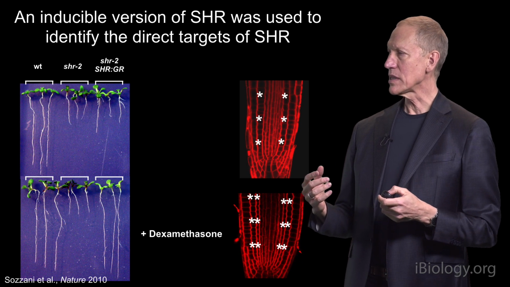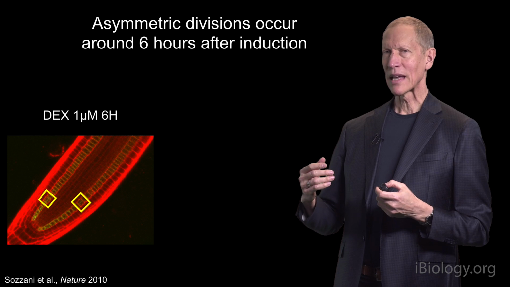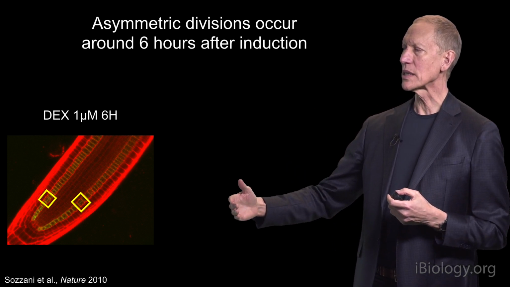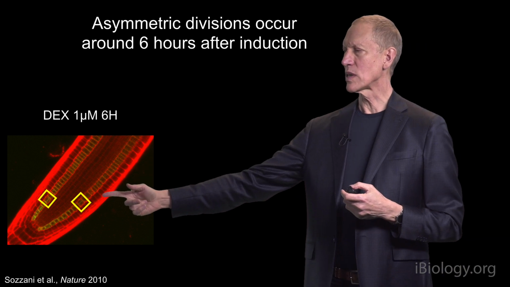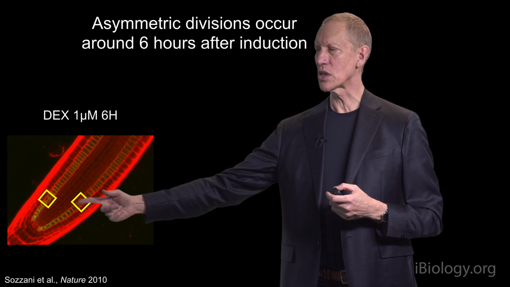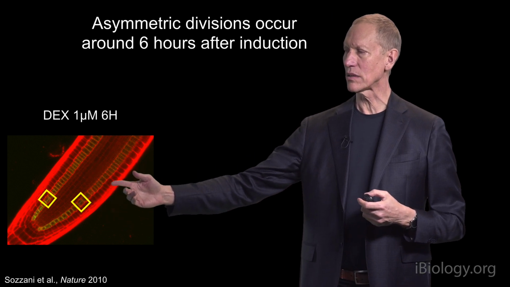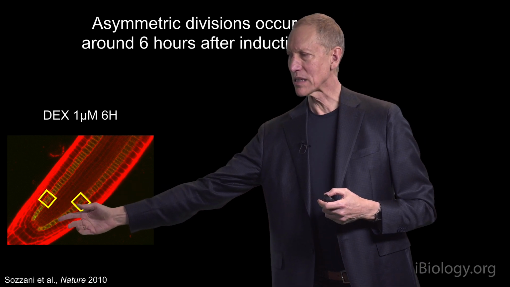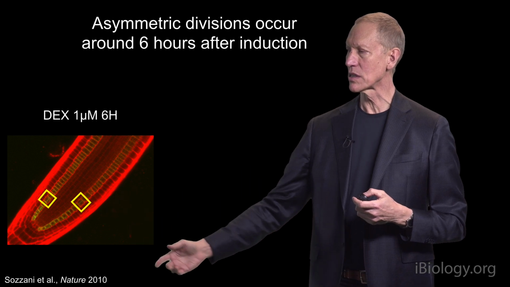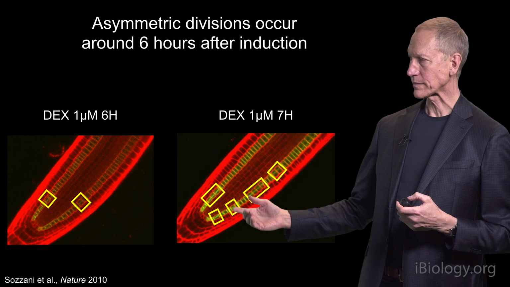And so what we did was look over time. We add the inducer, and we looked at 1 hour, 2 hours, 3 hours, etc. And what we found was that at about 6 hours, we start to see divisions occur. Just a few divisions are occurring in this layer that hasn't been divided. So this whole layer here has not been divided. We add the inducer, 6 hours later we start to see divisions. By 7 hours, we see lots and lots of divisions.